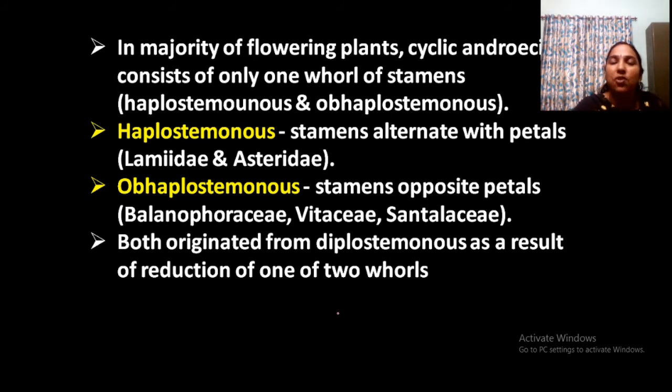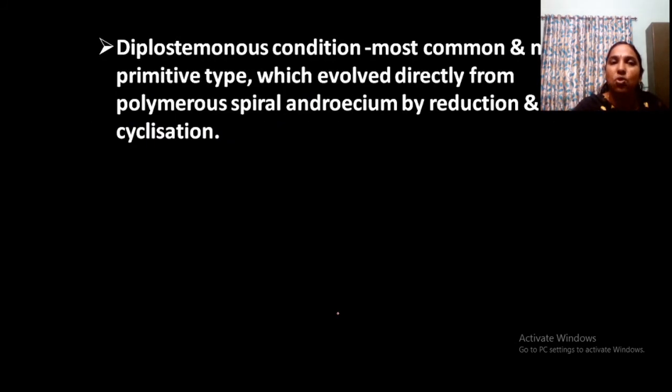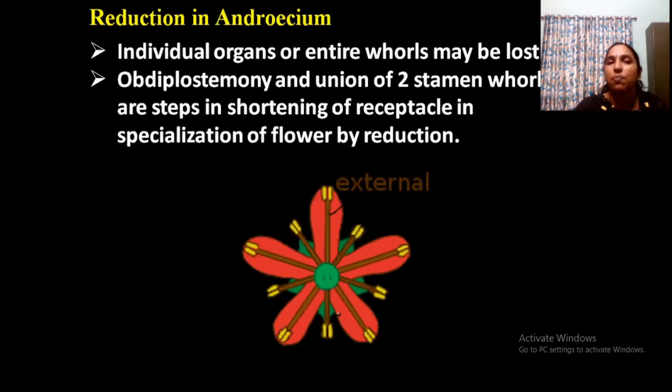And both originated from diplostemonous condition. So obdiplostemony is very less common. Diplostemony is the primitive. Clear? Then all others derived from diplostemony. The reduction in androecium, individual organ or whorl may be lost. That is also very important.